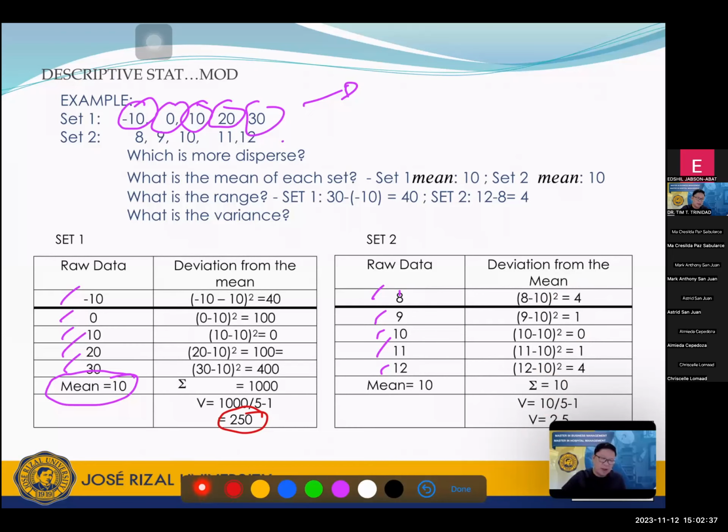Okay. Ang sa inyo ngayon is to interpret. So, set 1 has a variance of 250. Set 2 variance is 2.5. Okay. Kayo bilang gagawa ng interpretation ng data na ginawa ni statistician sa inyo, describe to me the set of data in the language of variance. How would you describe your data? Anyone?